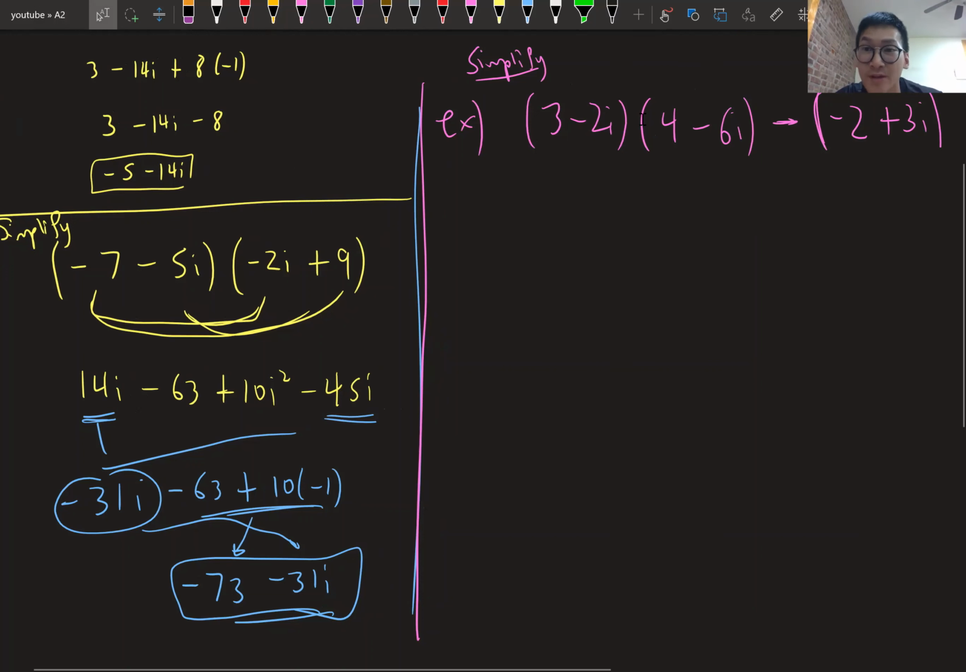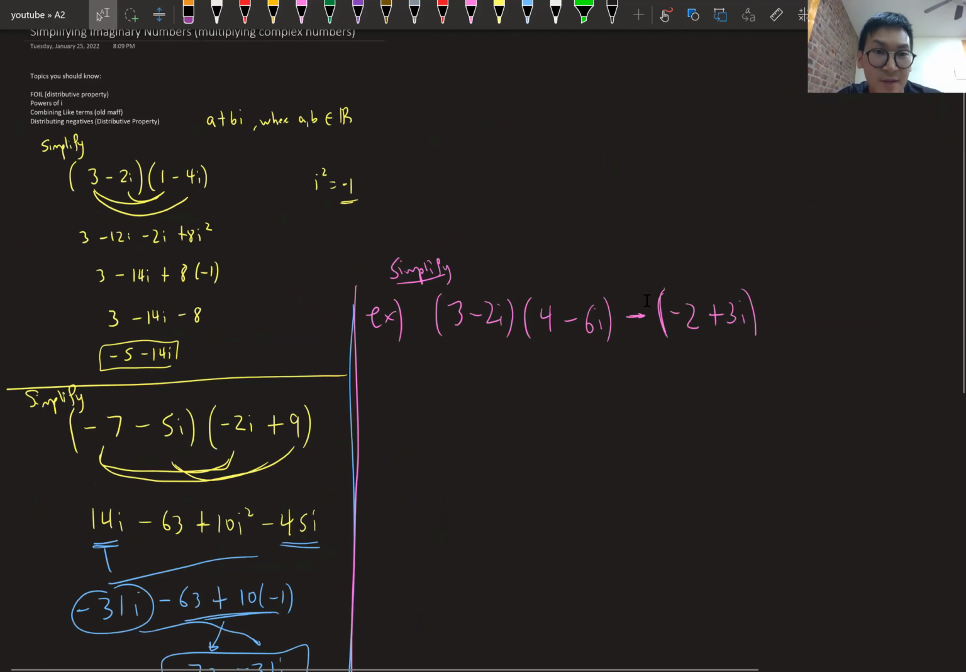You FOIL this, and then for this part here, you have to distribute the negative. So distribute this negative here. This is going to be plus 2 minus 3i, and then whatever this is, and you just combine like terms. Okay, that's it.